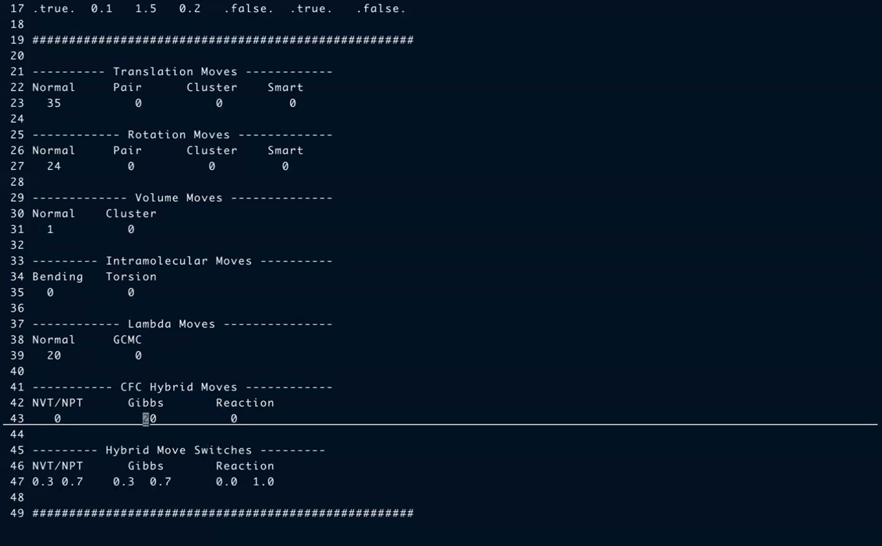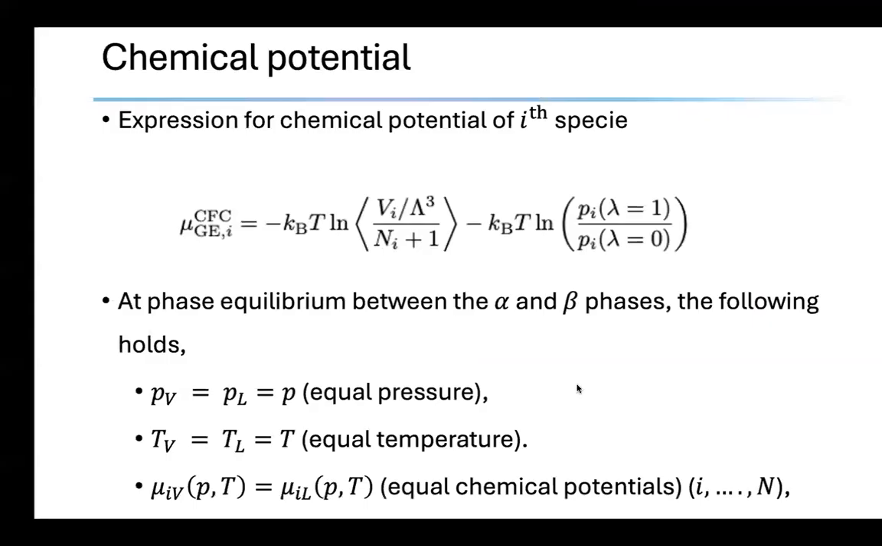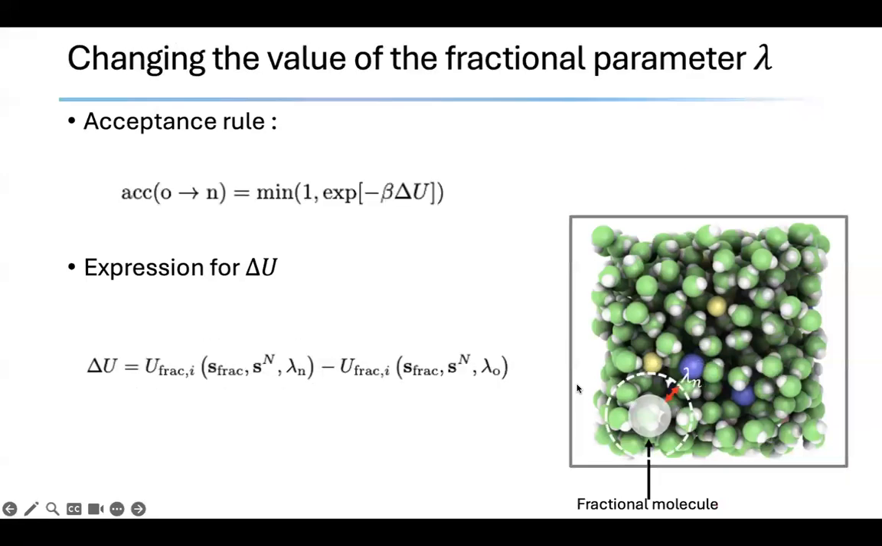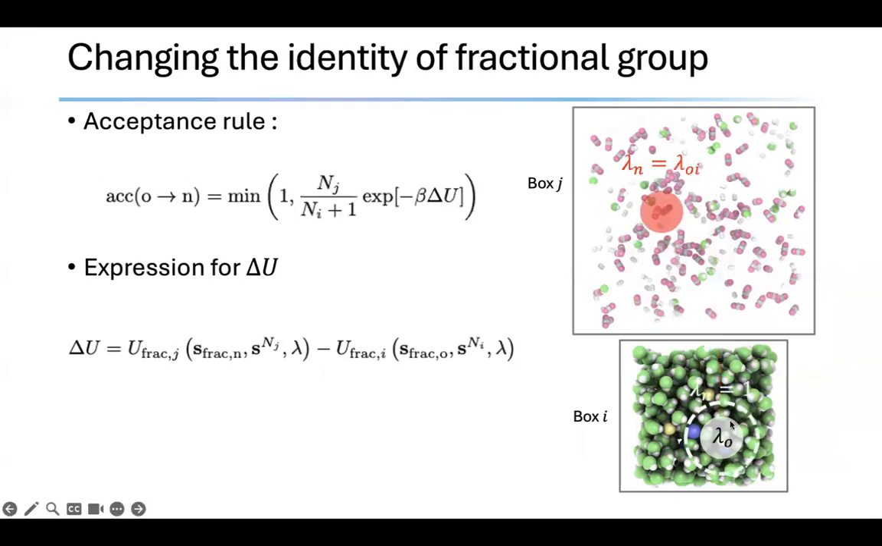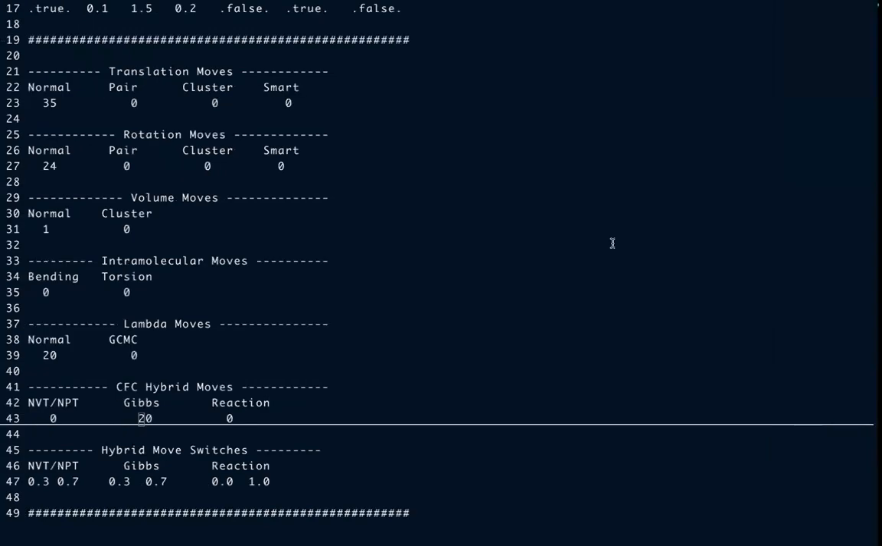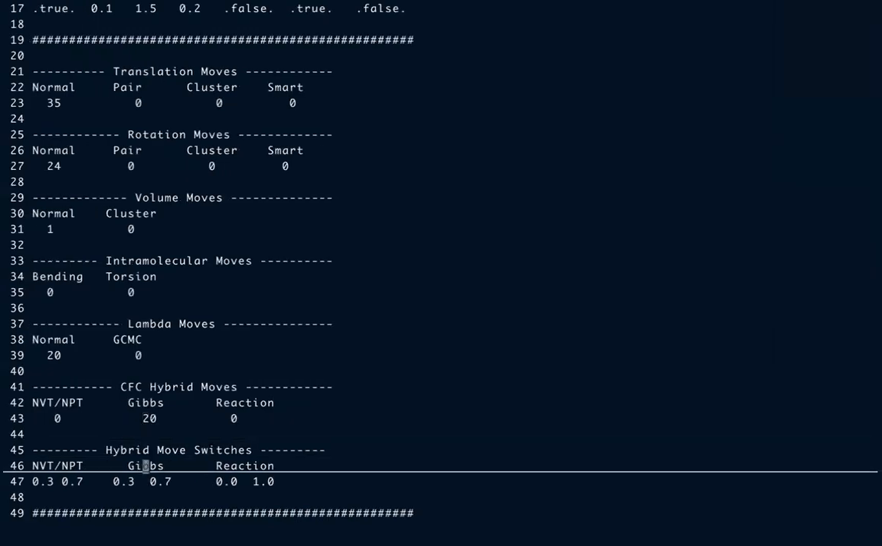a box, like the changes that I show here, where the swapping happens, where you can pick a fractional molecule and place it into another box at a random position, or you change the value of lambda in one box such that it becomes a full molecule, and you change the full molecule in another box to a fractional molecule with the same lambda. So this is pretty much what the hybrid move means.